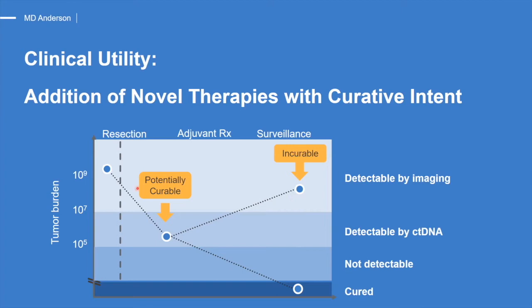So this is, I think, a really important point to understand about why early detection here may enable more novel therapies that may cure more patients, which is really what we want to do. So just to share some of the approaches.